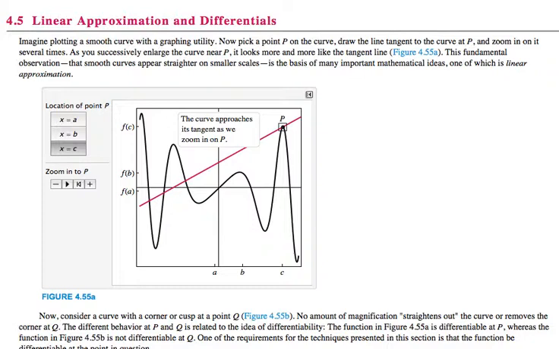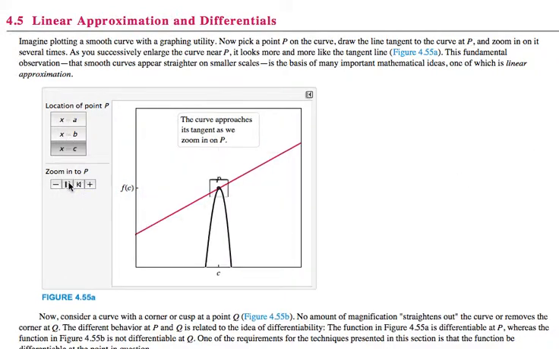So the first thing that we want to do is imagine taking a curve that we're used to in some form, shape, or fashion, and we pick some random point on that curve. We can call that point P. If we draw the tangent line to the curve at that point and zoom in on it as many times as you want, what we're going to end up finding is that the more we zoom in on that point, the more and more the curve approximates a straight line. So let's take a look at what that looks like.